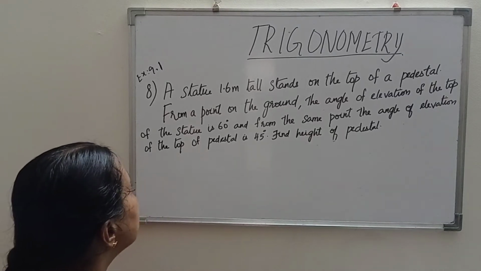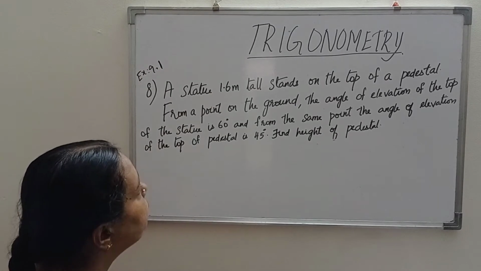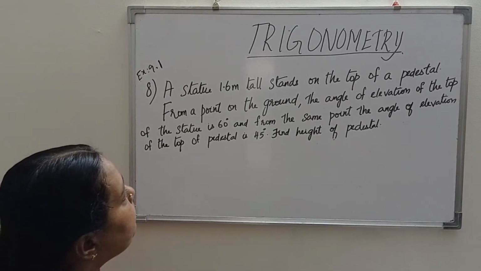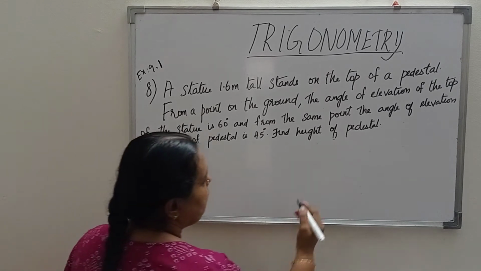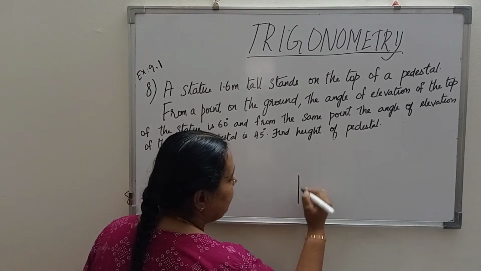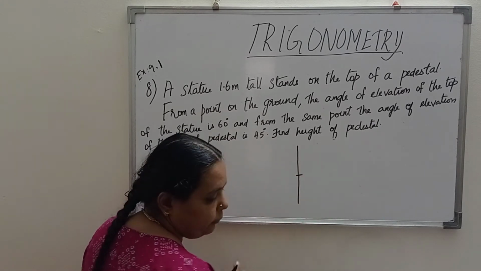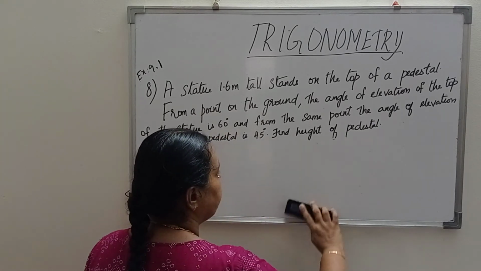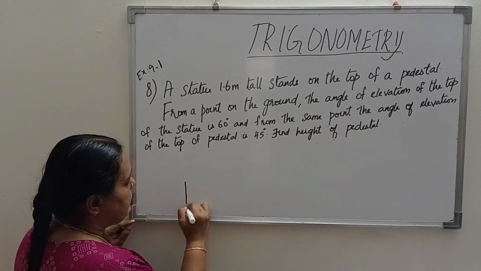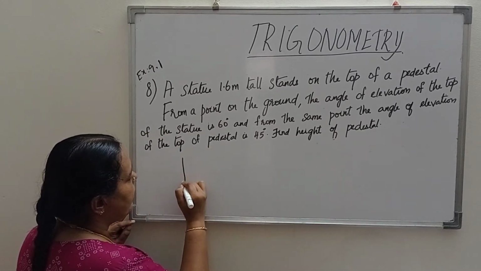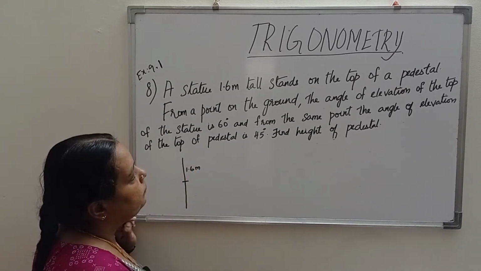Now we are moving to yet another problem from exercise 9.1, question number 8. A statue 1.6 meter tall stands on the top of a pedestal. So let's draw a pedestal, and the statue 1.6 meter tall stands on the top of this pedestal.